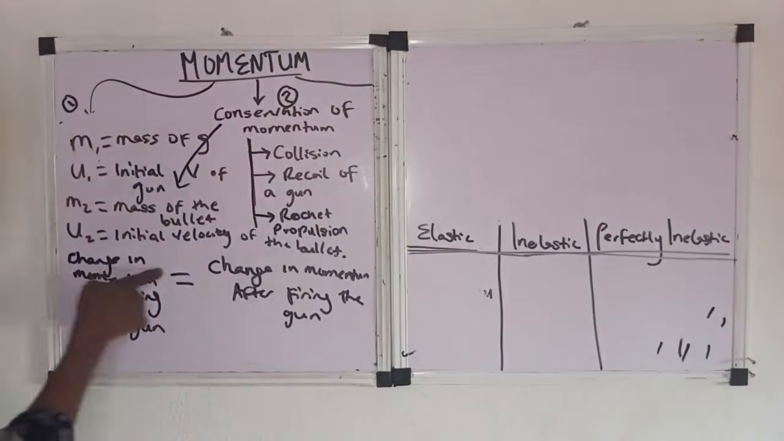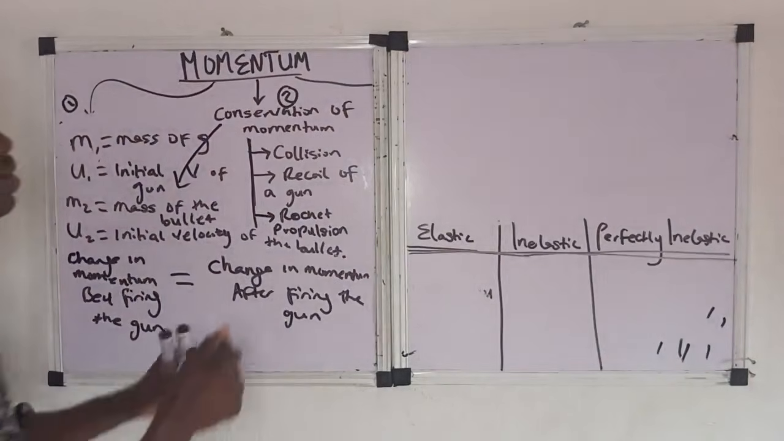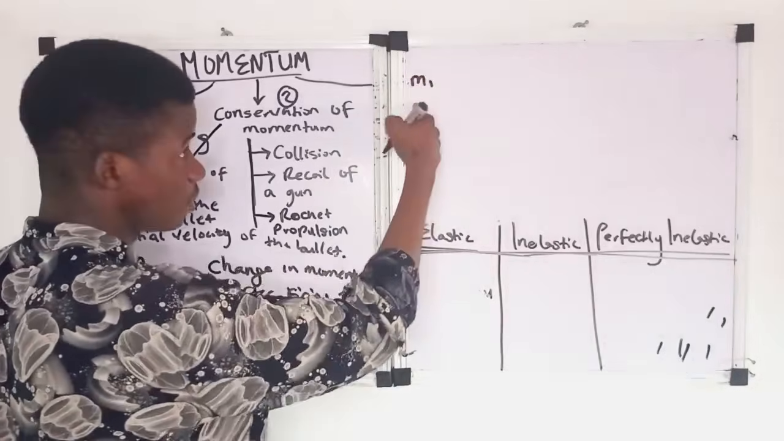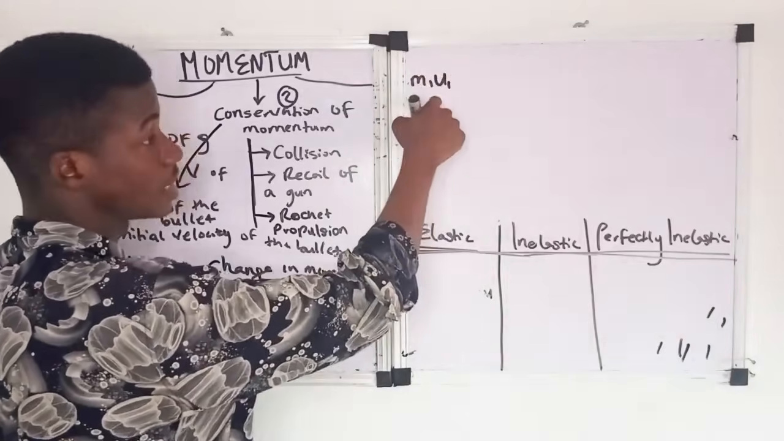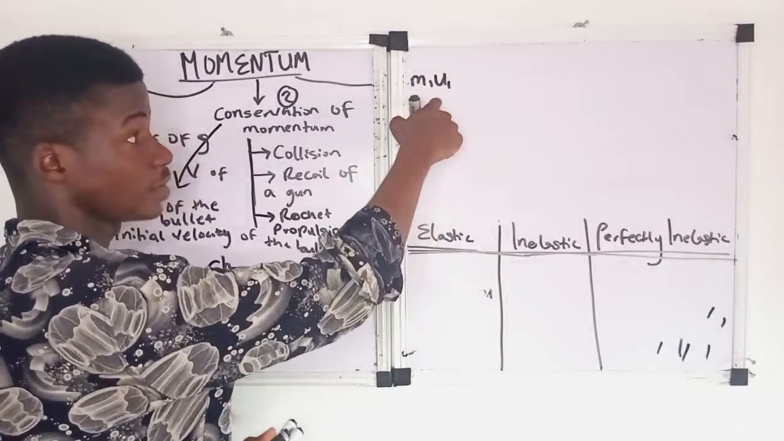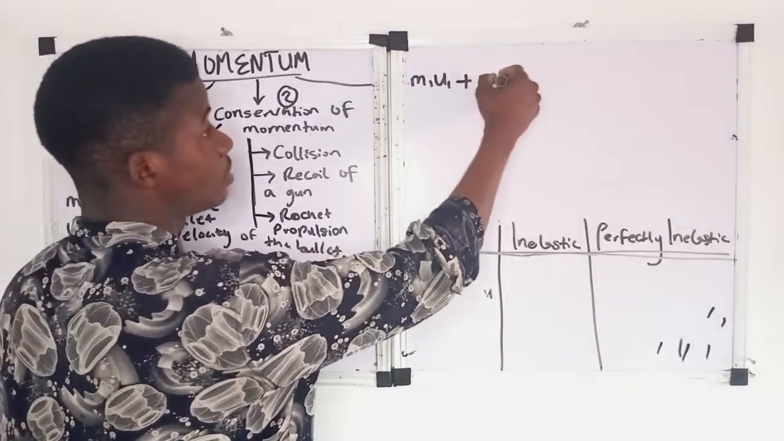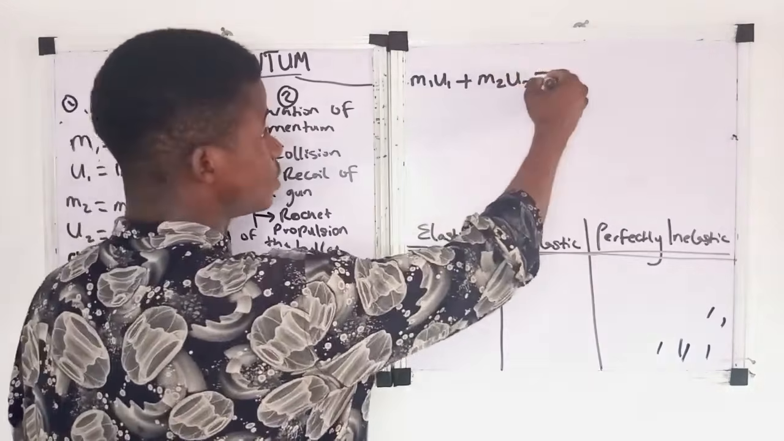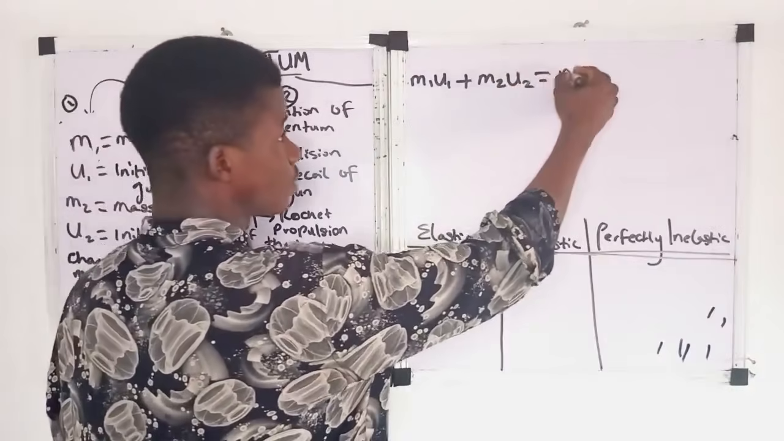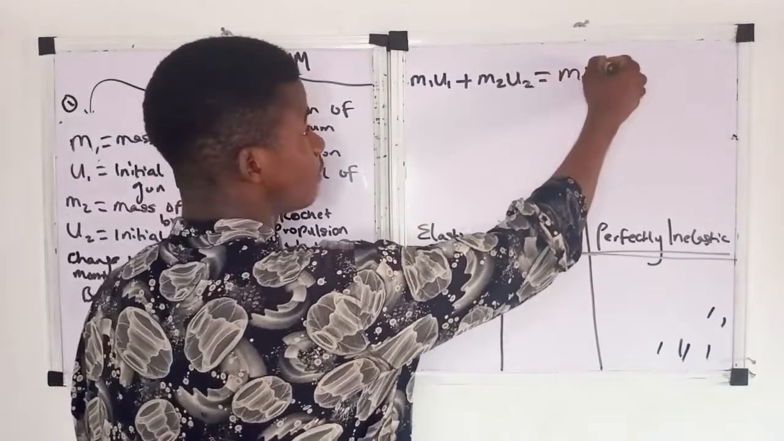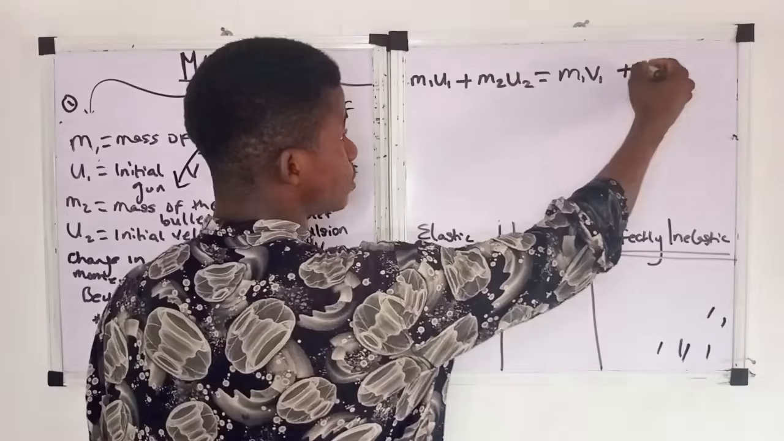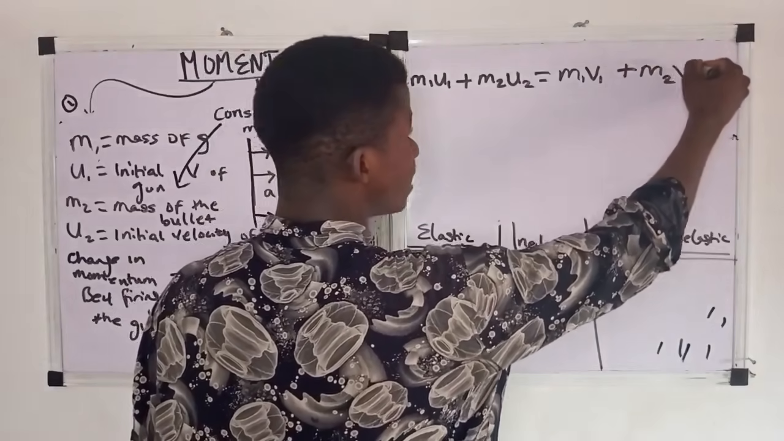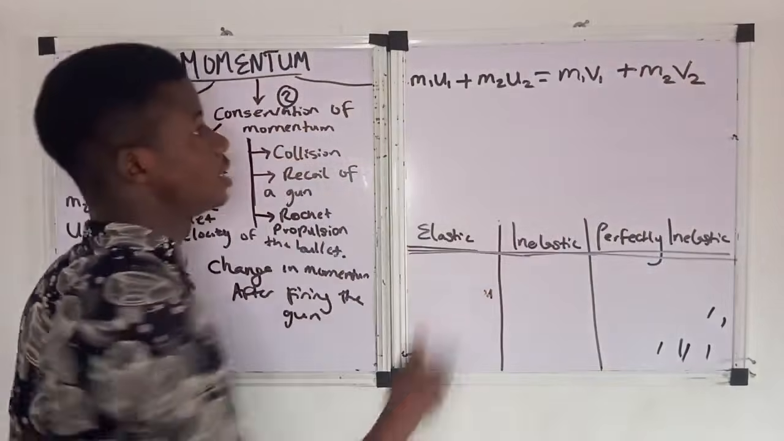Now, change in momentum before firing the gun. Before we fire the gun, this would be the mass of the gun, times the initial velocity of the gun, plus the mass of the bullet times the initial velocity of the bullet. Then it equals what? The mass of the gun as well, times the final velocity of the gun, plus the mass of the bullet times the final velocity of the bullet.